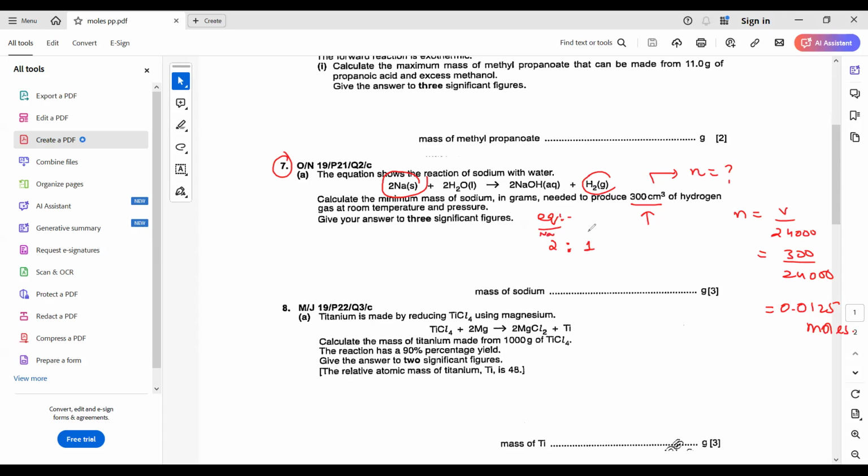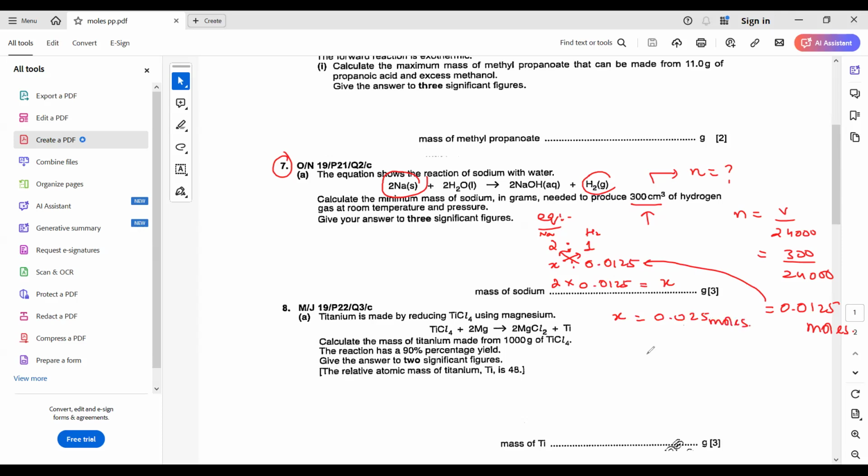Now, if we focus on the equation, it gives us 2 moles of sodium and 1 mole of hydrogen, right? That's Na and that's H2. So if I'm having 0.0125 moles of hydrogen, that is going to give me X moles of sodium. So let's find out X. So we can cross multiply it. So 2 times 0.0125 is going to give me X. So X is basically 0.025, right?